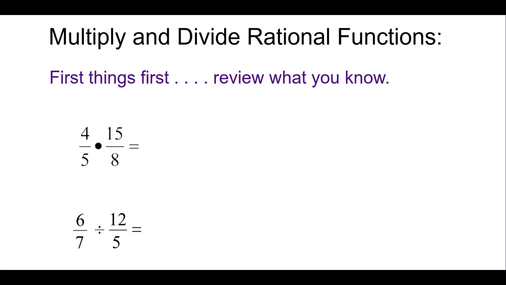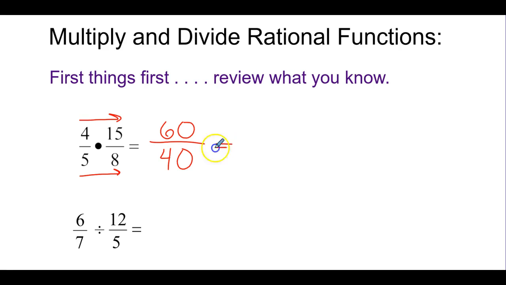How do we multiply two fractions? Top times top, bottom times bottom. Straight across the top and straight across the bottom. So what does that come out to? 60 over 40. So straight across, and then we're back to the front page.